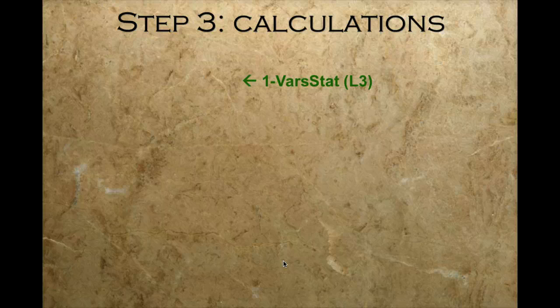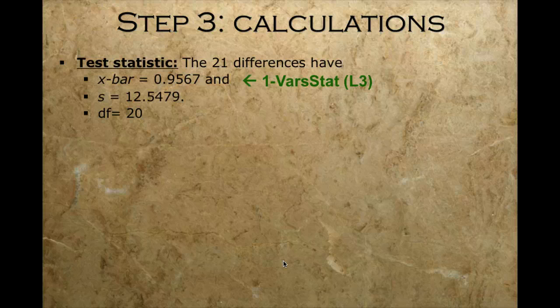Finally, I get to my calculations, and I'm going to apply 1-bar stats of list 3 in order to get my sampled statistics. So I get my average difference of 0.9567 seconds, standard deviation of 12.5479, and my degrees of freedom is n minus 1, which in this case is 20.